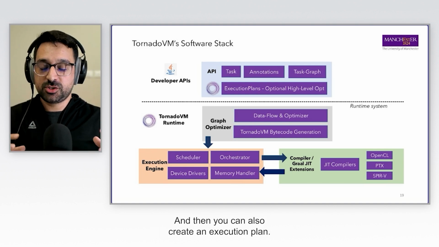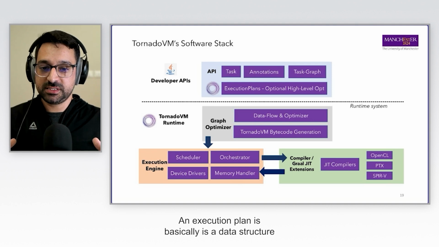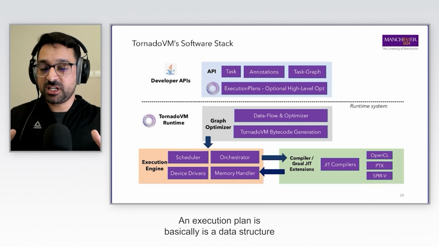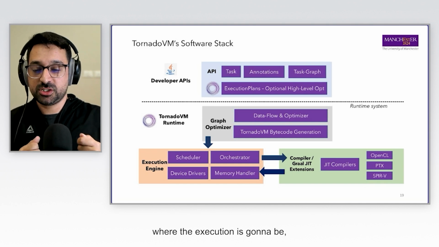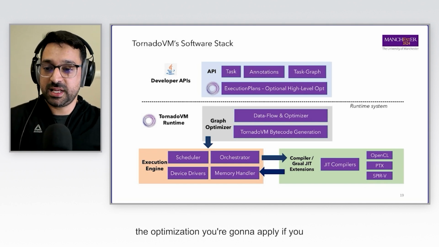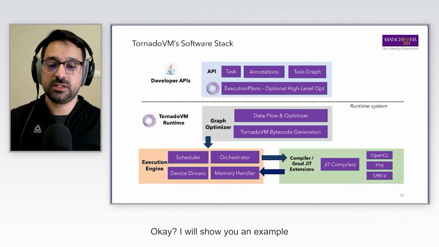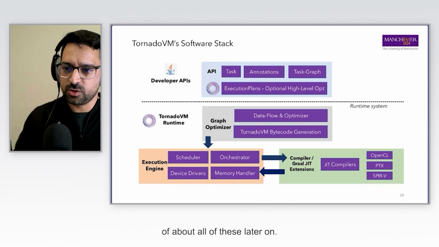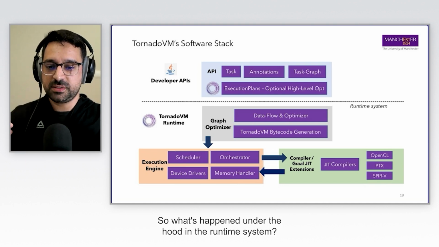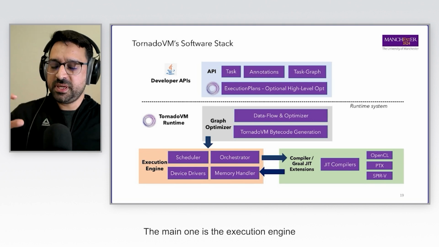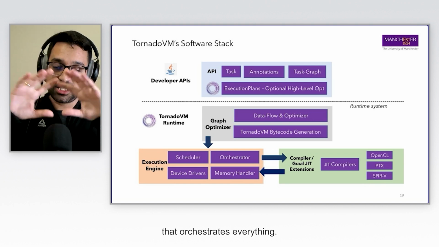And then you can also create an execution plan. An execution plan is basically a data structure that orchestrates and helps you define where the execution is going to be, and the optimizations you're going to apply, if you want to apply them or not. Okay, I will show you an example of all of these later on, so don't worry about all of these names. So what happens under the hood in the runtime system? Well, there are a few components. The main one is the execution engine that orchestrates everything.